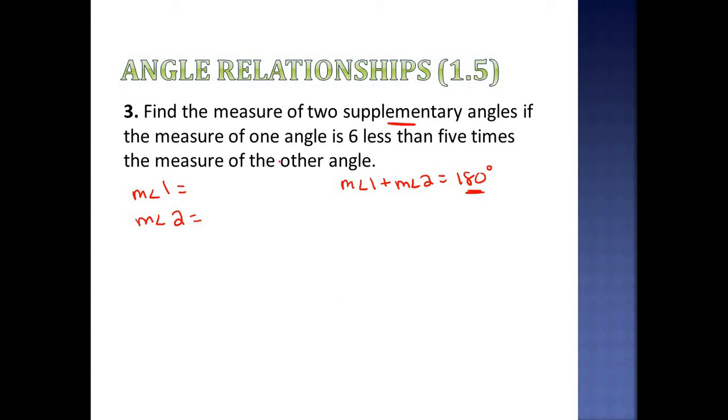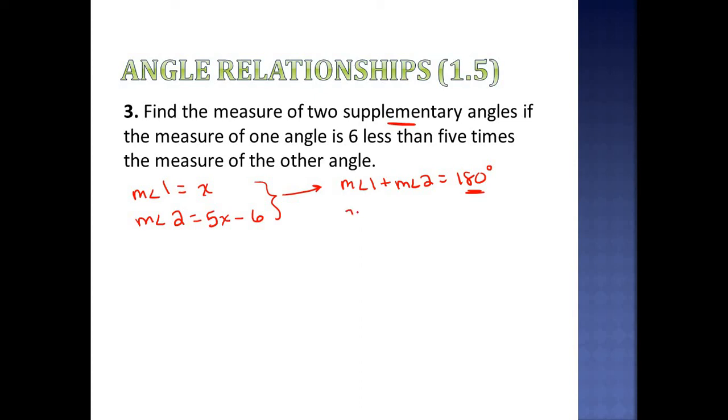One angle, we're going to assume that it is x degrees. The other angle is 6 less than 5 times the measure of the other angle, angle 1, which is x. So the first angle has a measure of x, and the second measure is 6 less than 5 times the measure of the first angle. And now we can substitute both of these into our equation and solve for x.